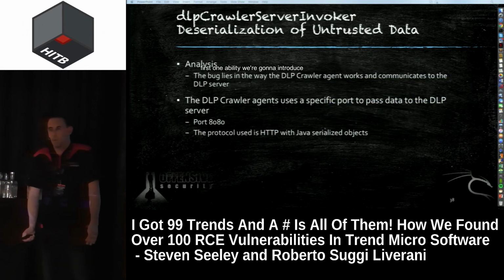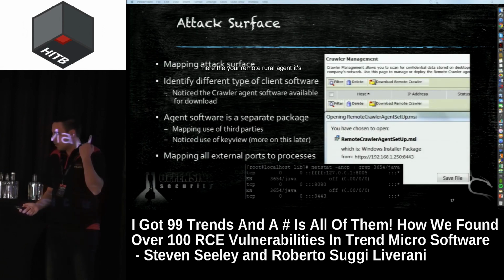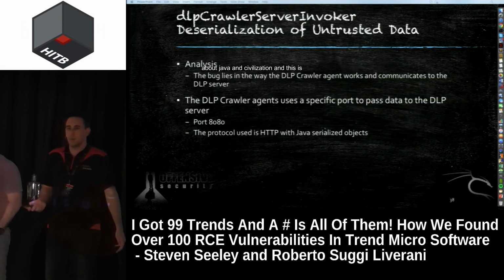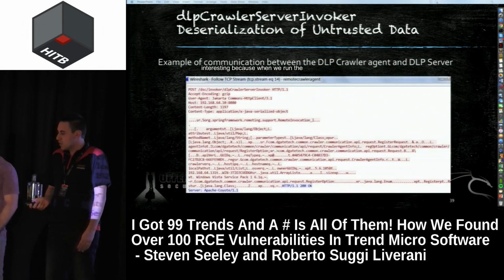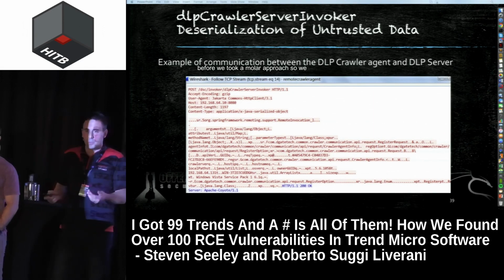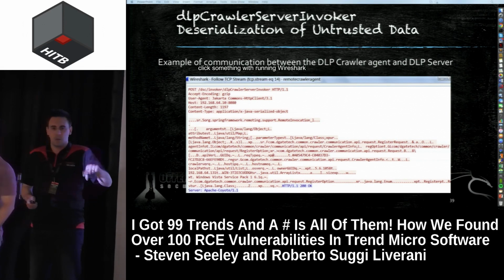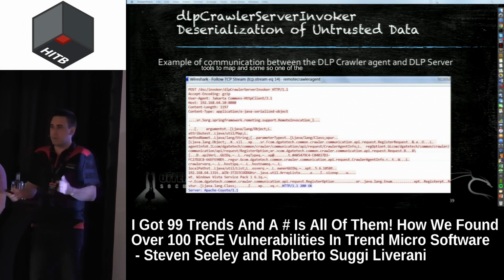The first vulnerability we're going to introduce is related to this component here, the remote crawler agent. It's about Java unserialization. And this is interesting because when we ran the remote crawler, as I said before, we took a malware approach. So we analyze everything. The moment we click something, we're running Wireshark, we're sniffing, we're trying to see what it was doing. We're using Sysinternals tools to map and so on.